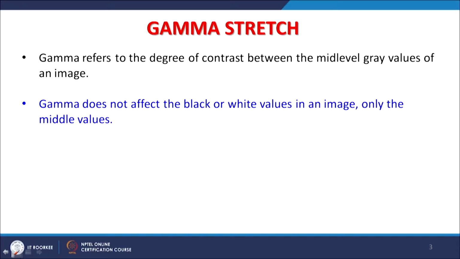gamma stretch, which refers to the degree of contrast between the mid level gray values of an image. Why is it gray value? Because when we talk about individual bands, we do not have colors. Values are distributed between two extreme colors, black and white. Black is represented by 0 and white is represented by 255. Again, this is an 8-bit scenario, and the rest of the values are in between these two extremes. That means they are gray values. So that is why the term gray values is used.